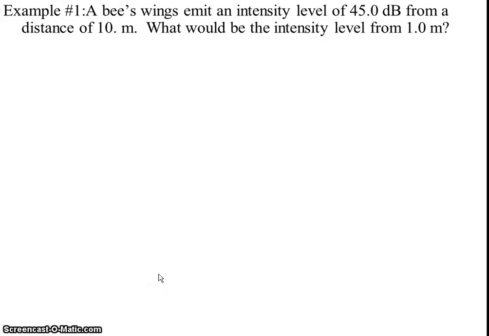Alright, here is the next set of notes on the sound intensity problems. So this time what we're going to be doing is changing the distance that the emitter is from the listener. In this case we have bees' wings that are emitting an intensity level of 45 decibels from a distance of 10 meters, and we want to know what that intensity level is from 1 meter.